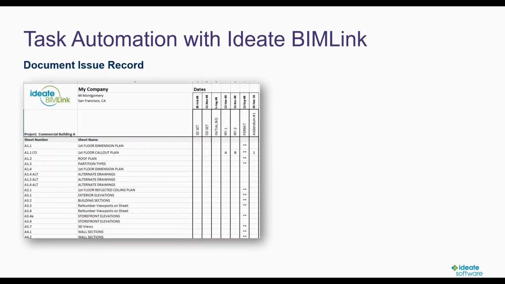And then some of the other things we've got with BIMlink. So we have a document issue record document that we make available to our customers. It's an Excel template that enables you to show your drawings and when they were issued, which you can't do natively in Revit. So we provide this template to our customers, but you could automate the extraction of that data so that you can update these document issue records automatically without having to do that manually. So that's something else we can do with BIMlink.